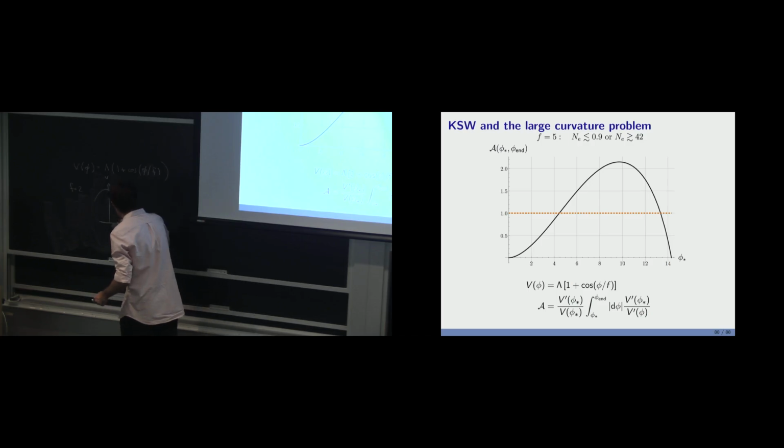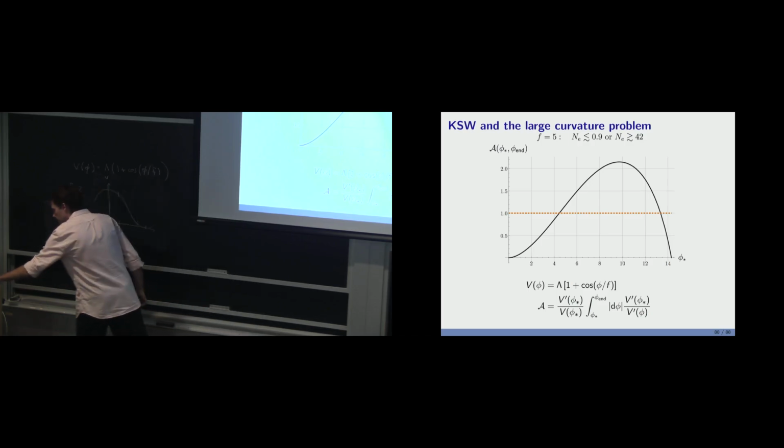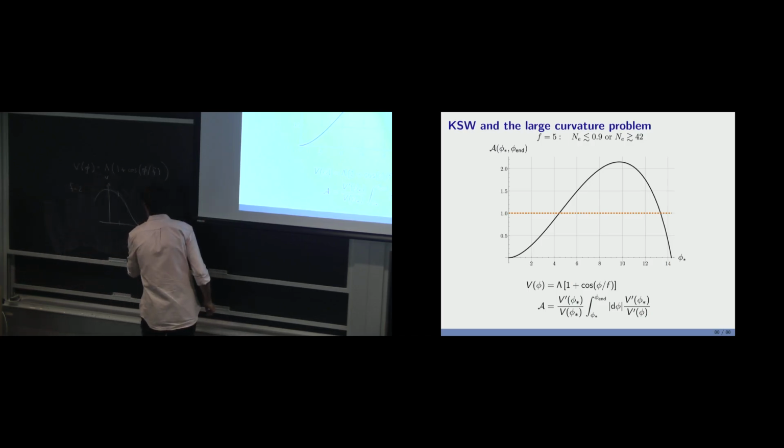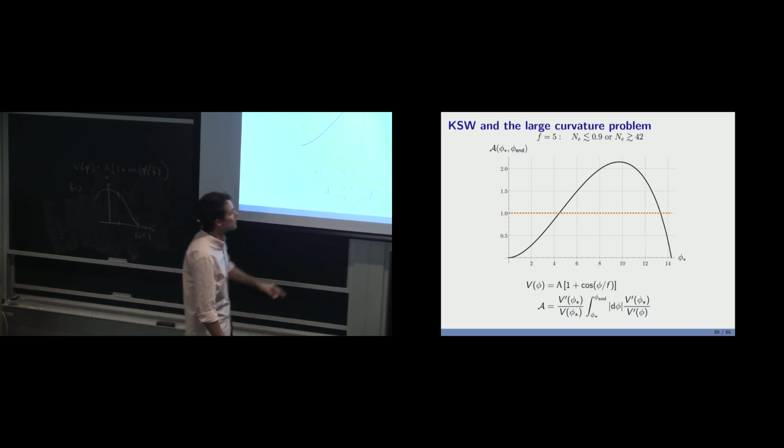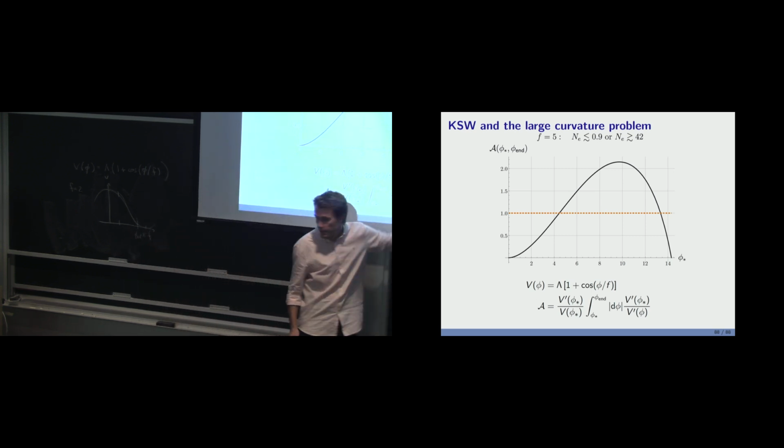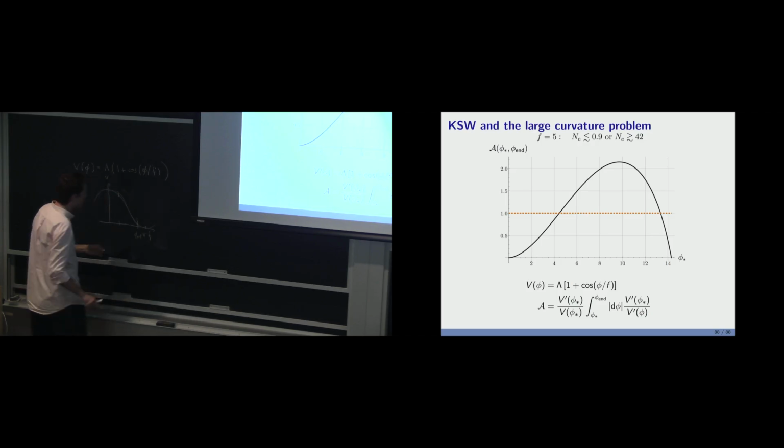So this is still phi f. Inflation ends around here, just before we reach the minimum. This is phi end. And now you see phi star, it's around 15. Okay, so that's around here. No, phi f is around 15. And I put phi star, let's say, here.